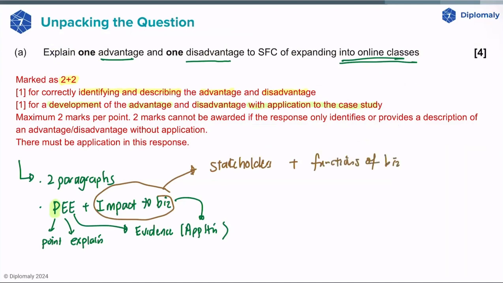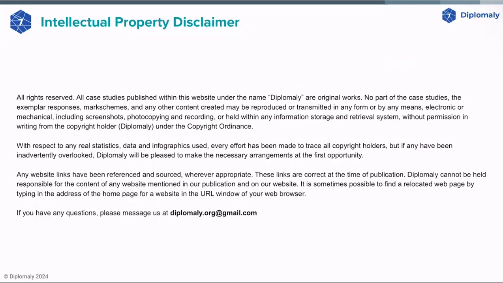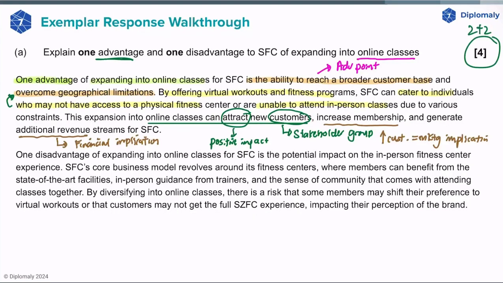Okay, so that can then help you add more depth to your 4-mark response. So it's not just theory that you're talking about, because theory will only get you half of the mark. It won't get you the 2 out of 2. Okay, for the first paragraph.